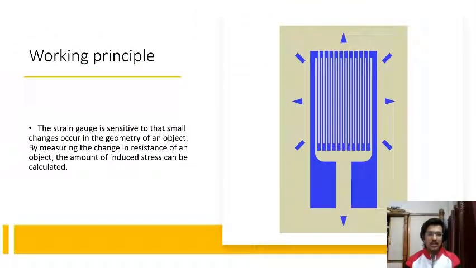So, the working principle of the strain gauge. The strain gauge is sensitive to the small changes that occur in the geometry of an object. By measuring the change in resistance of an object, the amount of induced stress can be calculated.